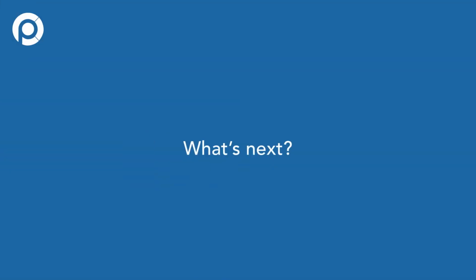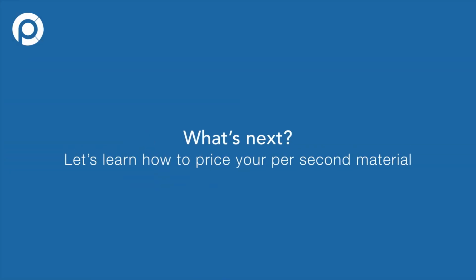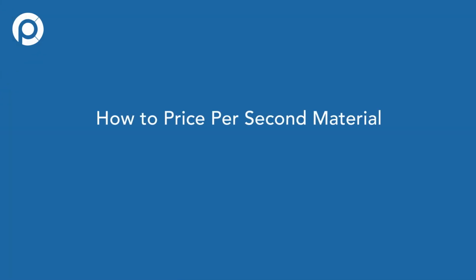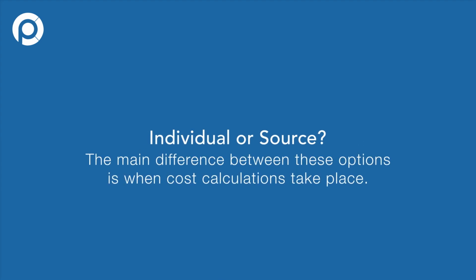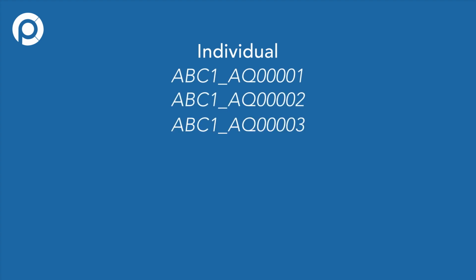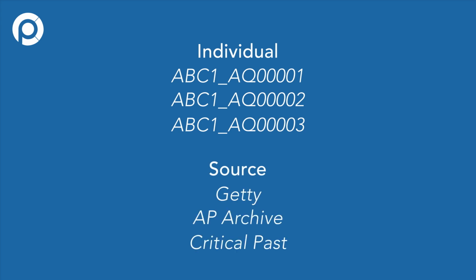Now that you know how the per second pricing module works, let's learn how to use it to price your material. There are two ways to price your per second material, individually or by the source. Let's break these down. The main difference between individual and source is when your per second pricing module settings take place. As their names imply, cost settings applied at the individual level will have their cost settings applied to each piece of acquired footage, whereas source cost settings, in contrast, will apply to everything used from a source.